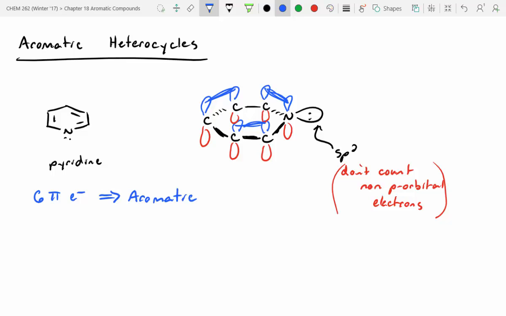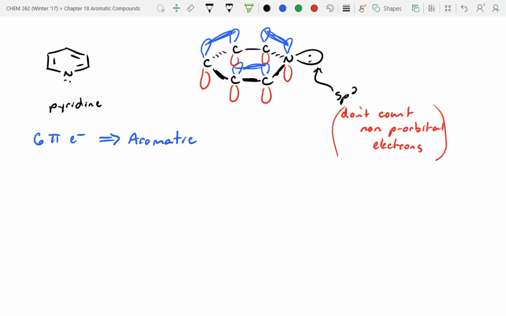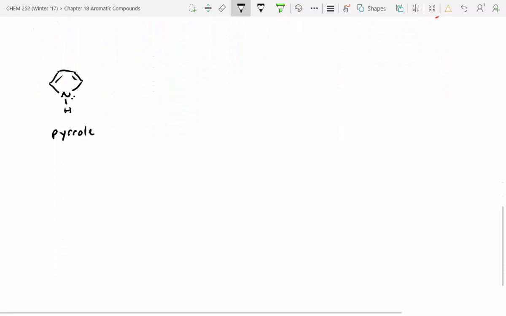Let's do a different example. This one's a little bit more complicated now. Let's compare pyridine to its 5-membered counterpart. This is called pyrrole. And if we look at pyrrole, how many electrons are in the p orbital system? 4 or 6? This is debatable, right? Let's try to do that same molecular orbital view that we've been doing.